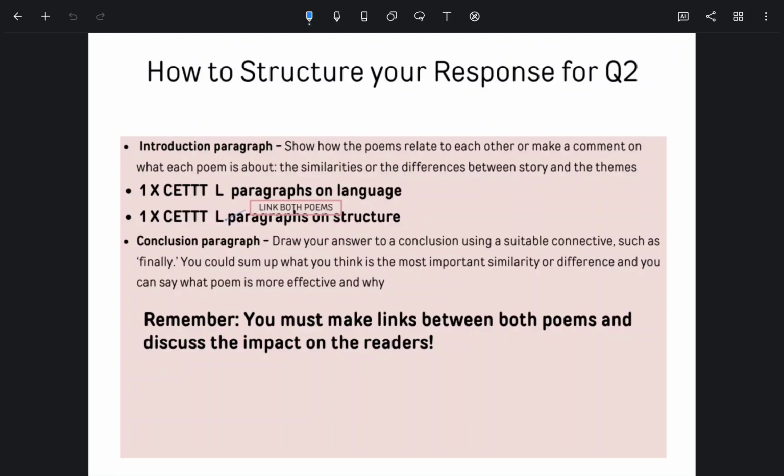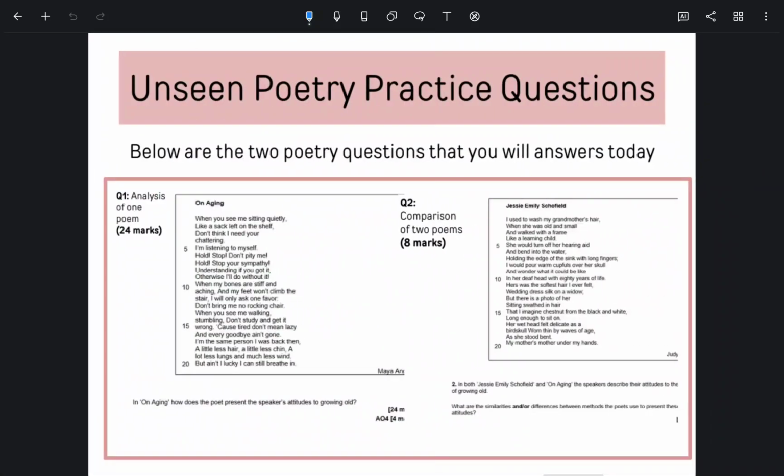And then after that, you need a conclusion paragraph where you draw your answer to a conclusion using a suitable connective, such as finally. You could sum up what you think is the most important similarity or difference, and you can say what poem is more effective and why. And remember, you must make links between both poems and discuss the impacts on the reader. Super, super important. So don't forget about that, as many people do forget to do that in their exam.